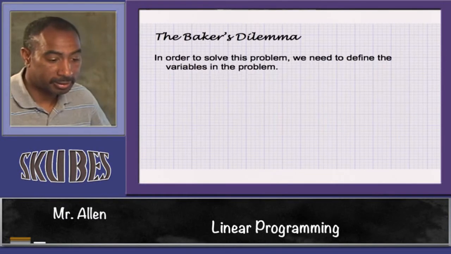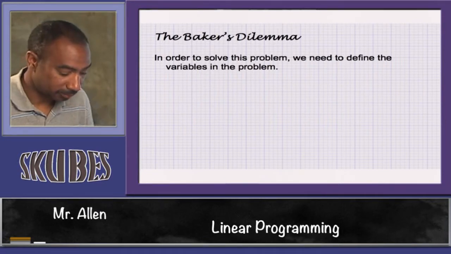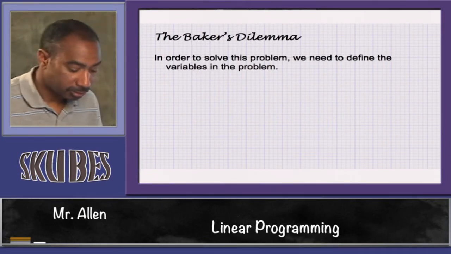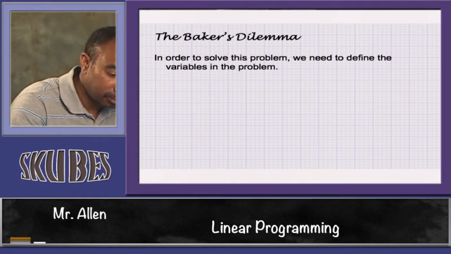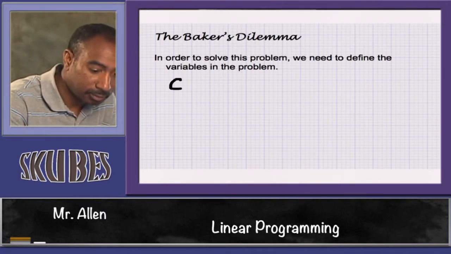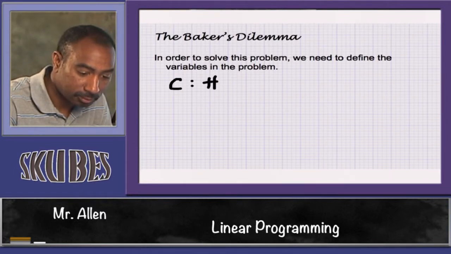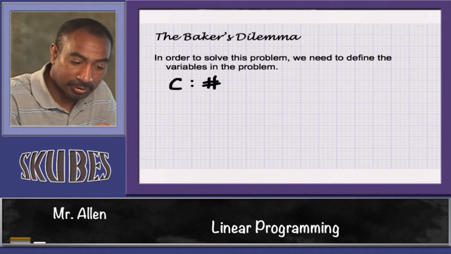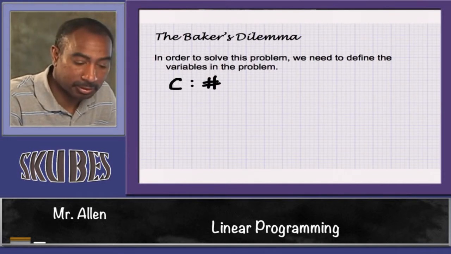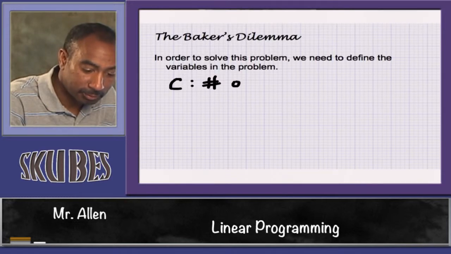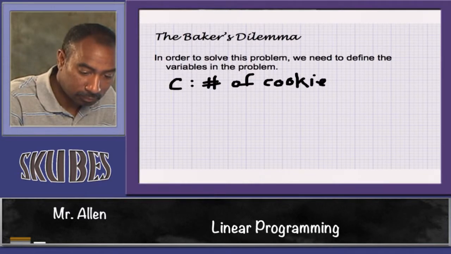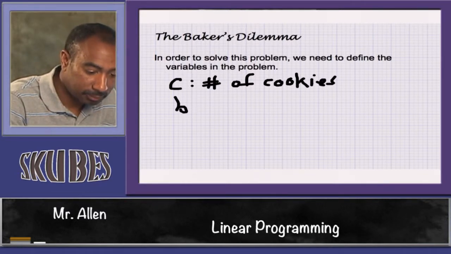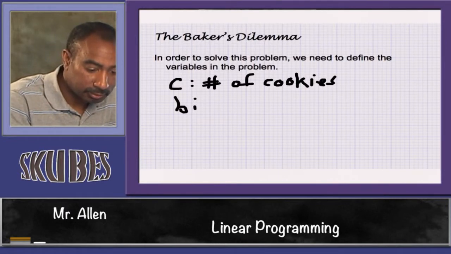So the first thing we're going to do is define the variables in this problem. First of all, I'm going to use C for the number of cookies. And a variable is always the amount of something. It's not an object. It's always an amount or a number. It always represents a number. So number of cookies. And let's say B represents the number of brownies.